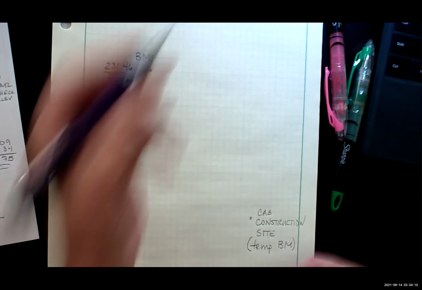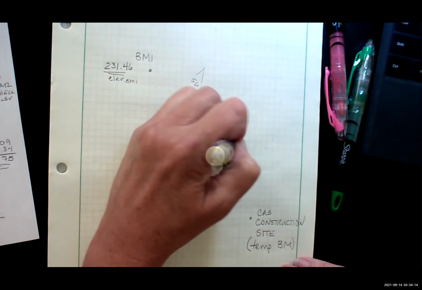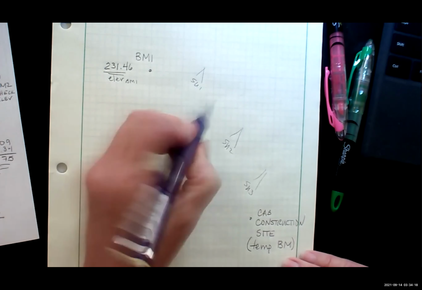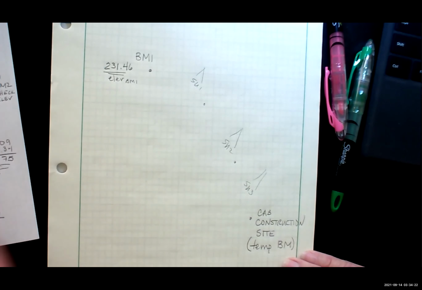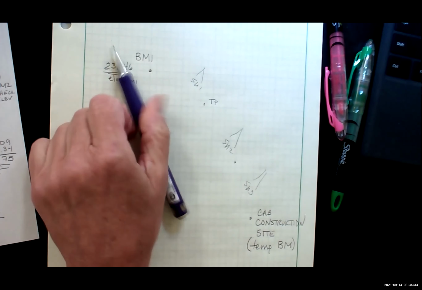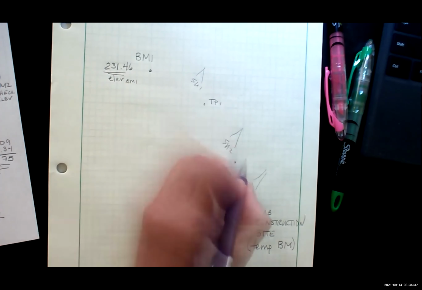I have to have setups. I need a setup here, setup 1. I need another setup 2, maybe a setup 3. And then what are these points going to be called in between these? Do you remember? TP, turning point. Because I'm turning on it, right? I sight this, I turn on that, I move, I turn on it again. Turning point 1, turning point 2.